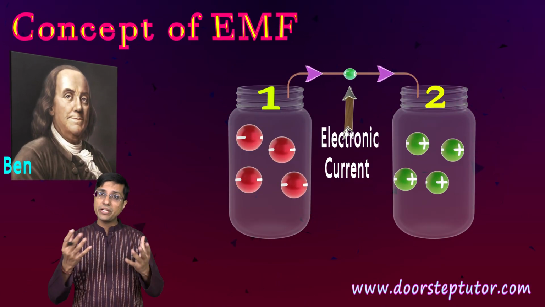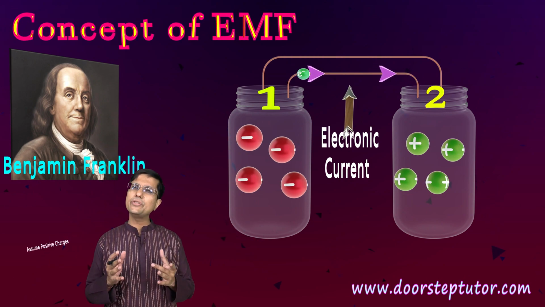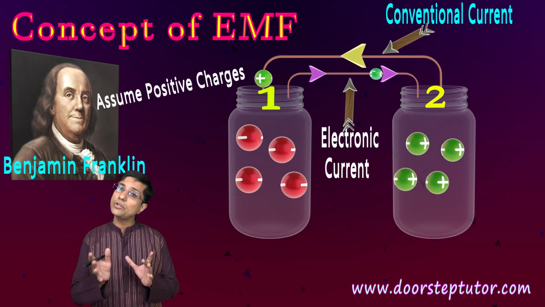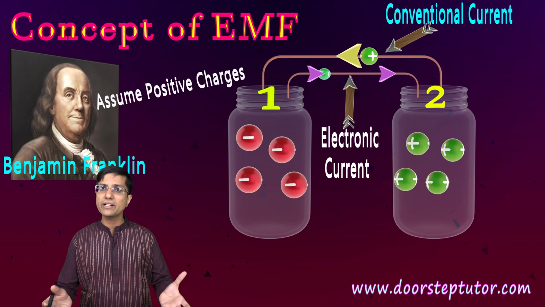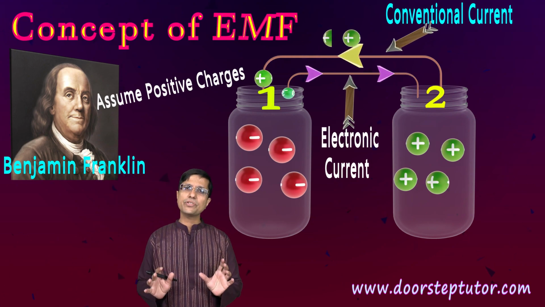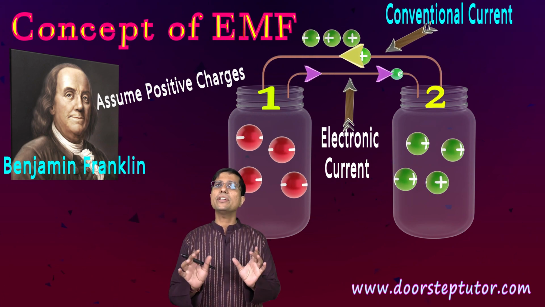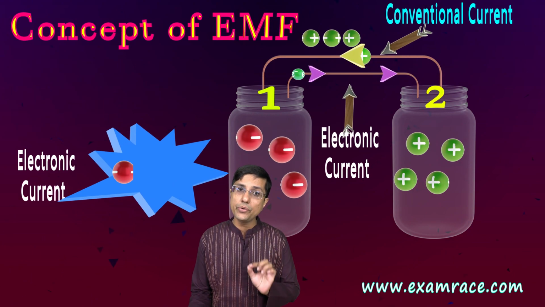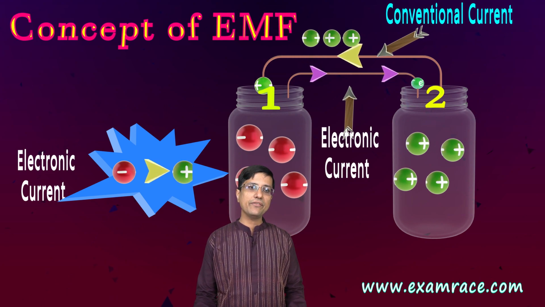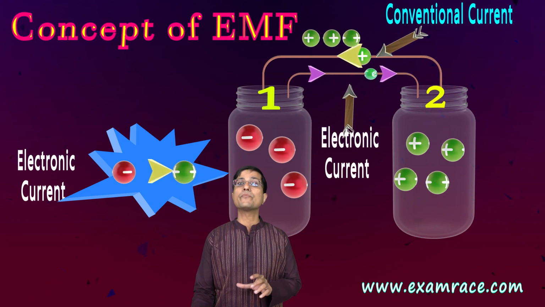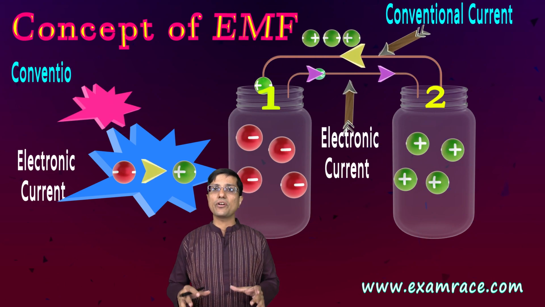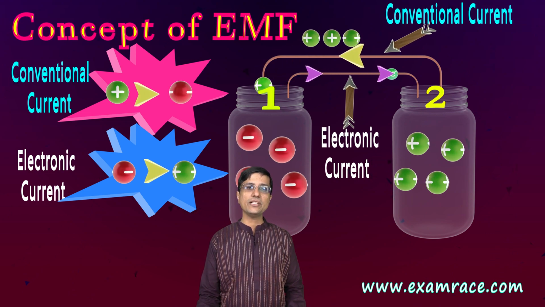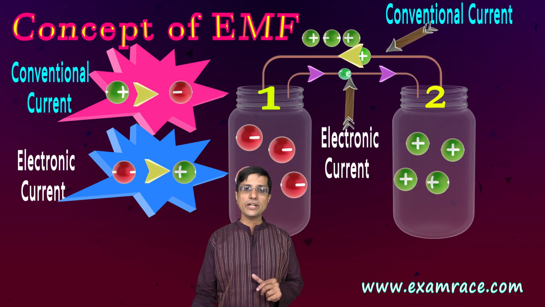Traditionally, when Benjamin Franklin was doing his experiments, he just assumed that the current was due to positive charges and not negative. In his times they didn't really understand electrons. He saw that something was flowing, but he thought that this was positive charges. So although the electronic current, the current due to electrons, is from the negative towards the positive jar, the traditional current, or the current that Benjamin Franklin thought of, is in the opposite direction. This is known as conventional current or just current.